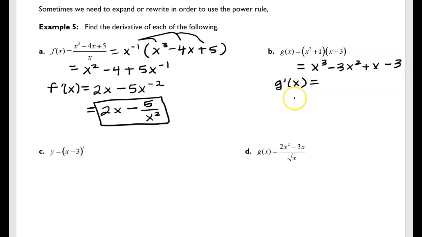So pay attention here that you're restating. Like I'm calling this next part, when I take the derivative, g prime. This other part is equal to g of x. So when you're taking the derivative, you need to give it a new name. So the derivative of x cubed is 3x squared. The derivative of minus 3x squared is minus 6x. So the 3 times 2, reduce the power by 1. The derivative of x is plus 1.